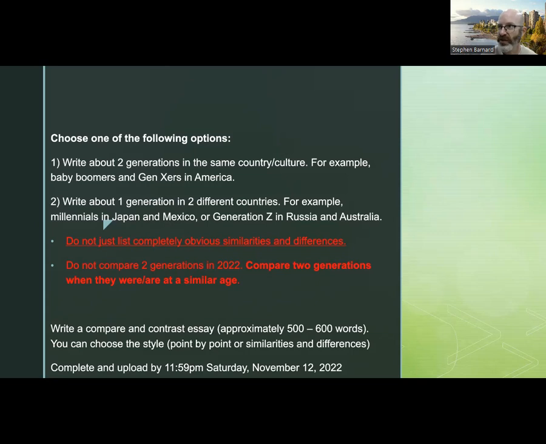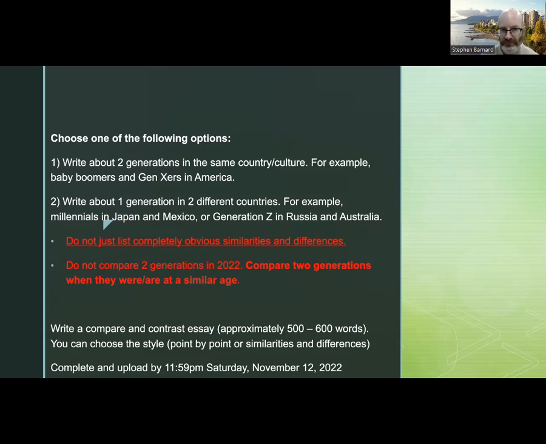Now, you can choose either a point-by-point style essay or a similarities and differences essay. So either get 3 bases of comparison and then look at the similarities and differences for each, or do a similarities and differences essay where you'll have the similarities in one paragraph, the differences in another paragraph, and then the most significant difference or similarity in the third body paragraph. It's up to you. I'm looking for 500 to 600 words, and I'd like you to complete it and upload it by 11:59 p.m. That'll be Saturday, November the 12th. I'm going to give you a lot of time to do this.